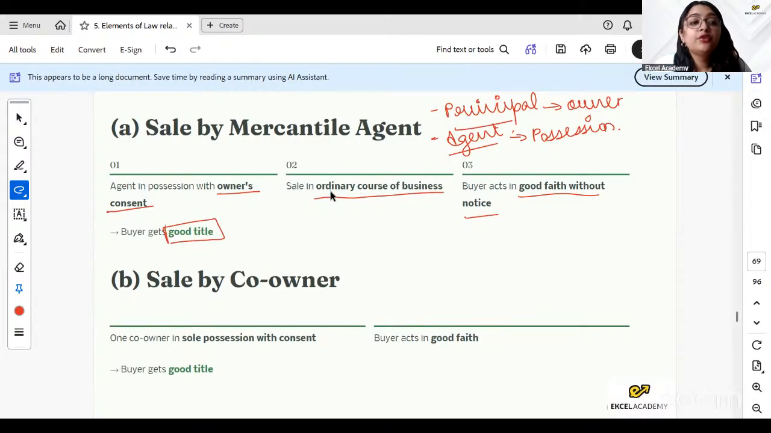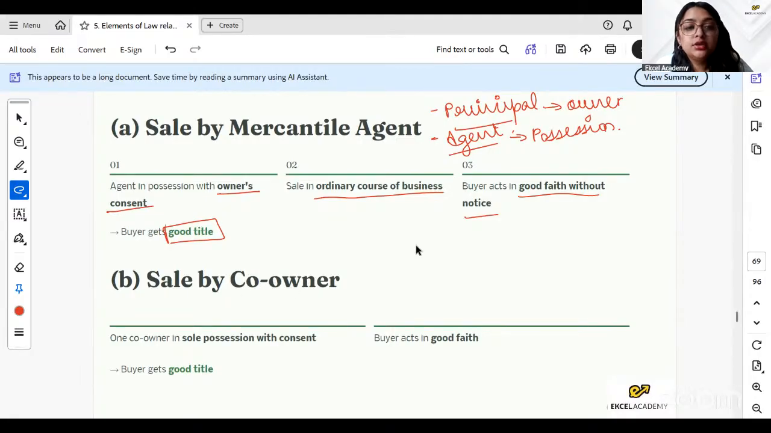Very, very important for you to remember that sale by agent is an exception to the general rule that only owners have the right to transfer a title. All right. So I hope you are clear with this exception, wherein the agent, although himself not being an owner, can go ahead and sell the goods in the ordinary course of business. All right. Sale by co-owner.